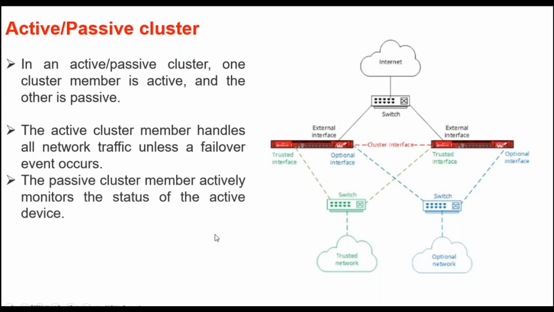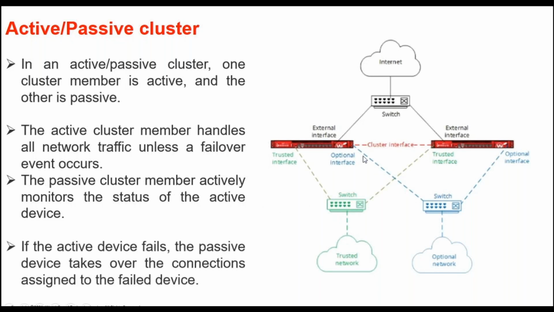The passive cluster member actively monitors the status of the active device. This is why we have that link between them, and it can actually be two links for synchronization and monitoring, for the heartbeat. So if the active device fails, then the passive device takes over the connections assigned to the failed device. This is why you have a virtual MAC address. For the other devices, it is seen as a single logical unit.